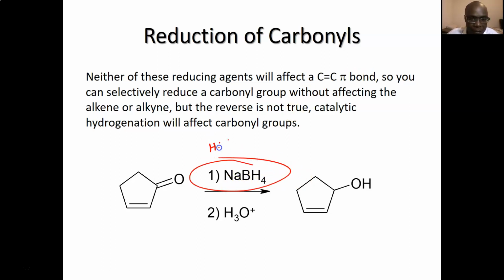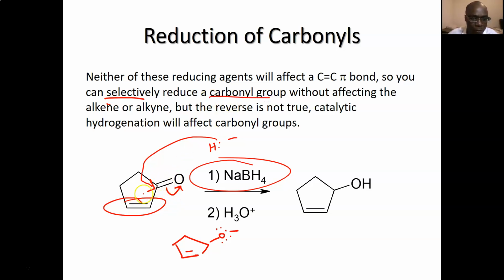So sodium borohydride will do the same thing again. Step number 1 is just giving you a hydride. You are attacking the carbonyl, that opens up. The double bond does not react with the aldehyde. So this reaction is selective. The alkene does not react. Only the carbonyl reacts, even though both of them have pi bonds. These reducing agents only affect the carbonyl and not the C=C double bond.